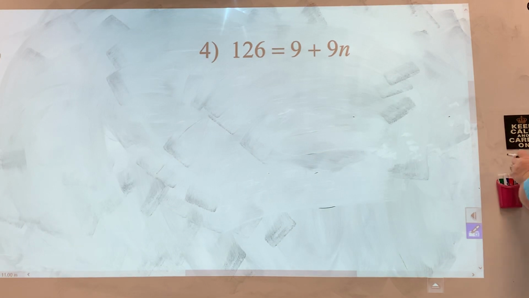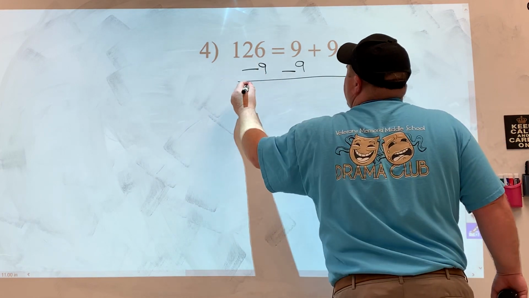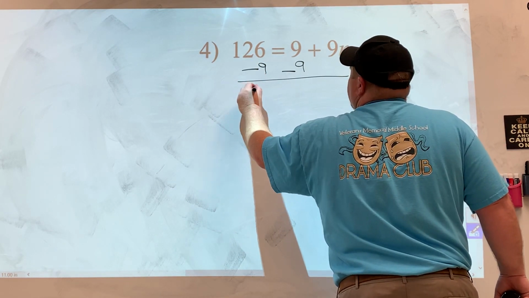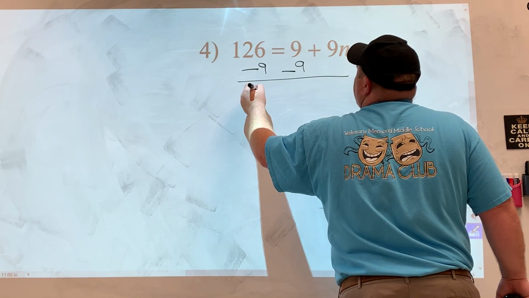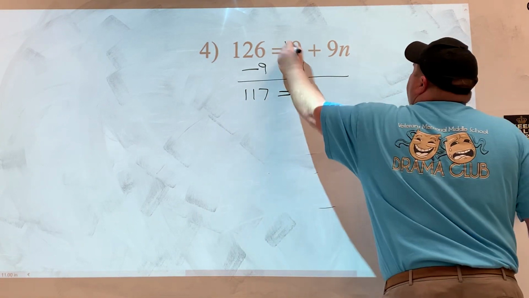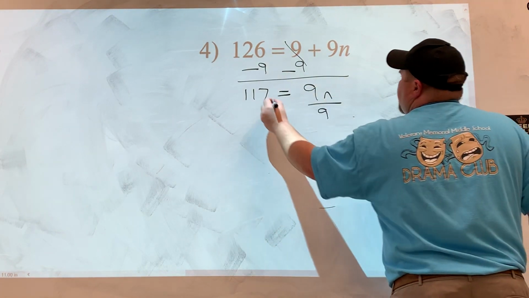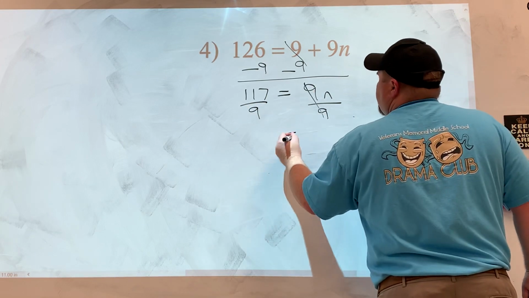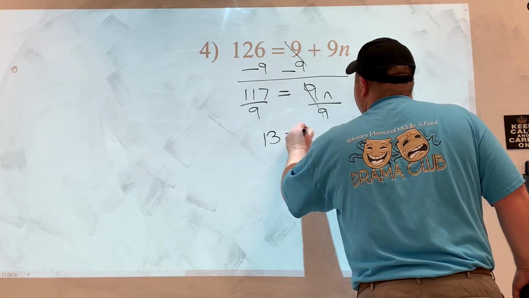Problem number 4. Want to subtract 9 from both sides. 126 minus 9, 115. No, sorry. 126, take away 9, 117. Sorry, 117. And I'm left with 9n on the right hand side. Last step is just divide by 9, divide by 9. So 117 divided by 9. I'm going to look and see what that was. I don't remember. 13 equals n.